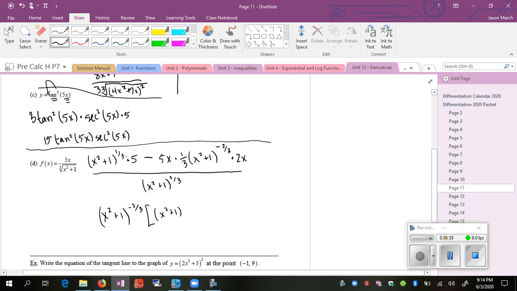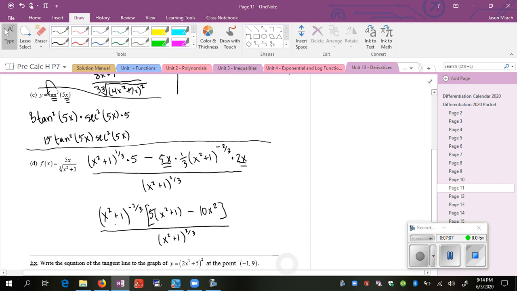Right, if you think about distributing into the parentheses, if I add these exponents together, I'd end up there. So we have 5 parentheses x squared plus 1 minus, okay, so I'm going to go ahead and multiply these two things together. 5x and 2x multiplied together to be 10x squared. So this is my numerator. And my denominator is x squared plus 1 to the 2/3.